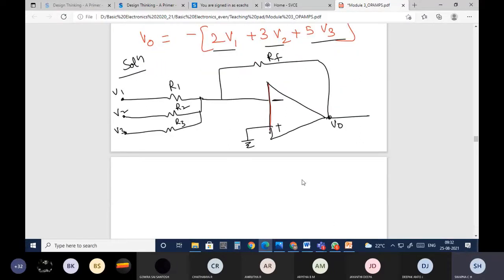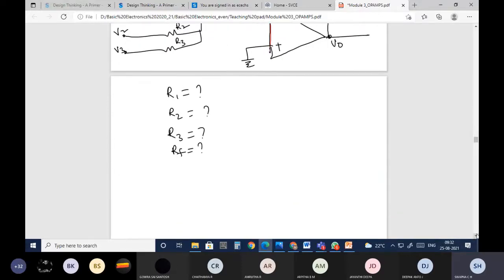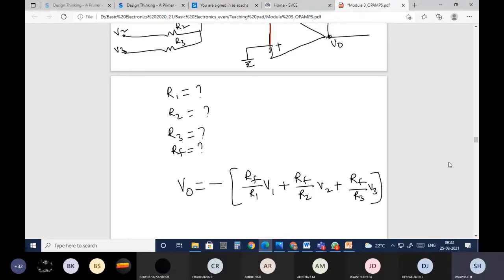So you need to find out what is R1, what is R2, what is R3, and what is RF. This is what you need to find. To find all this, he has given some hint here. V0 he has given as minus of 2V1 plus 3V2 plus 5V3. When I was teaching you the adder circuit, I told you to remember the equation. So what was that equation? V0 is equal to RF by R1 into V1 plus RF by R2 into V2 plus RF by R3 into V3. Okay, so this is the equation you have got.